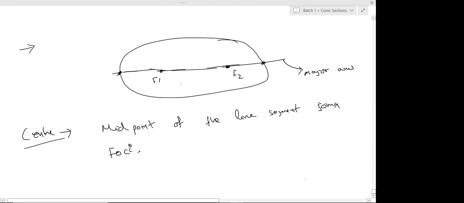Okay, so the center is the midpoint of the line segment between F1 and F2. This is the center. And the minor axis is the line segment through the center and perpendicular to the major axis. A line segment that passes through this center and is perpendicular to this major axis. So a line something like this, right?